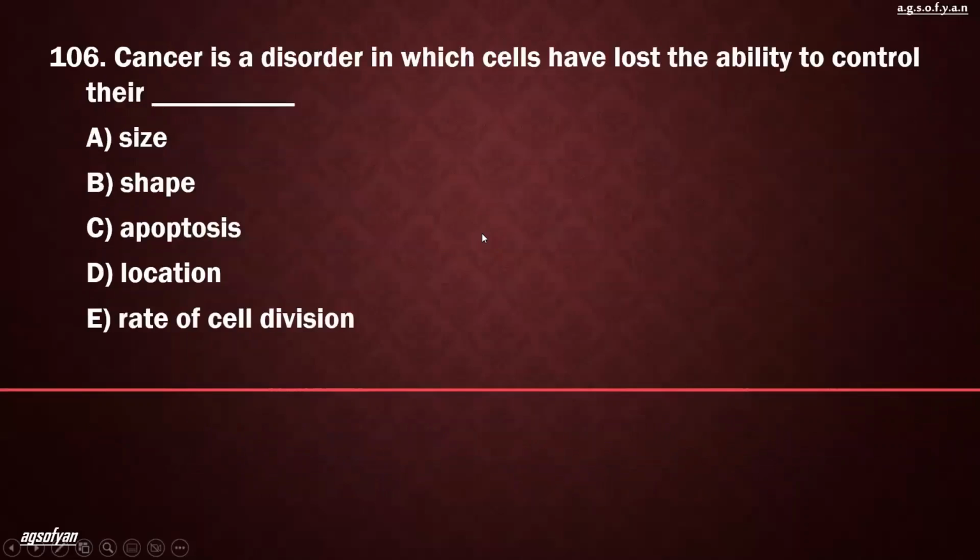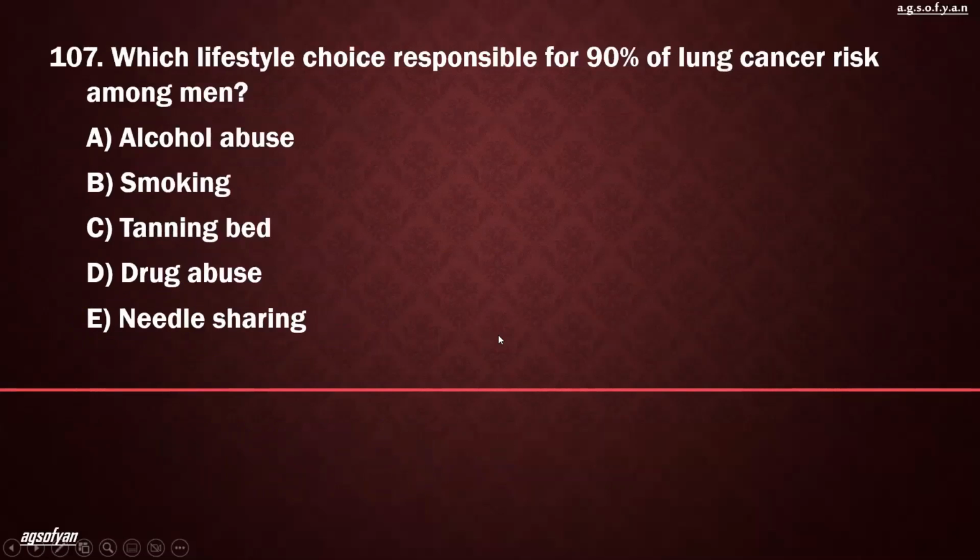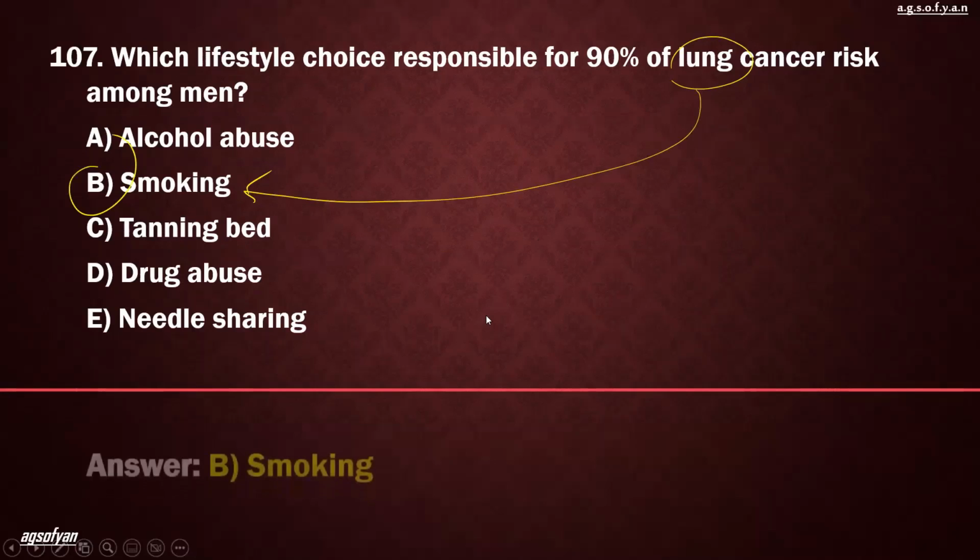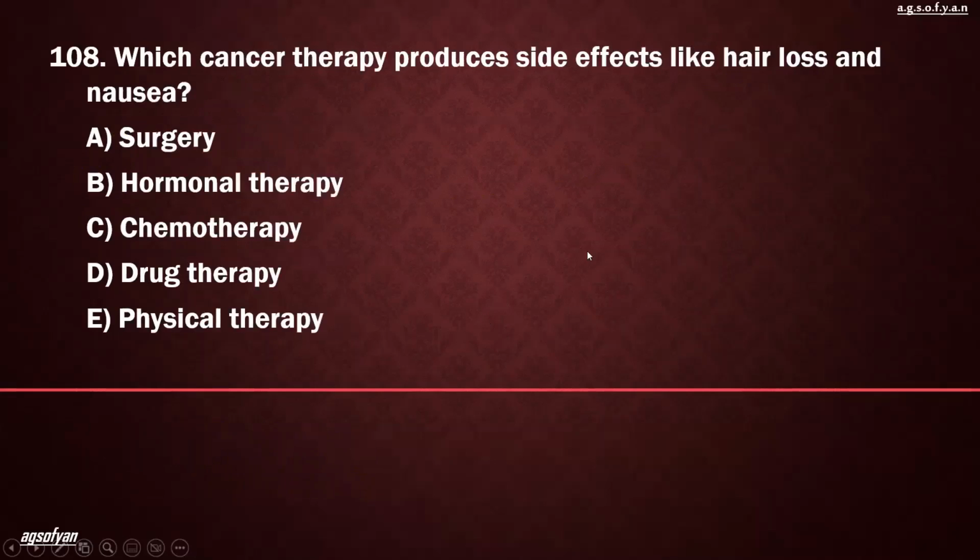Cancer is a disorder in which cells have lost their ability to control what? They are unable to control their rate of cell division. It is uncontrolled cell division. Which lifestyle choice is responsible for 90% of lung cancer? That's going to be easy. Smoking. Okay. Which cancer therapy produces side effects like hair loss and nausea? Chemotherapy.